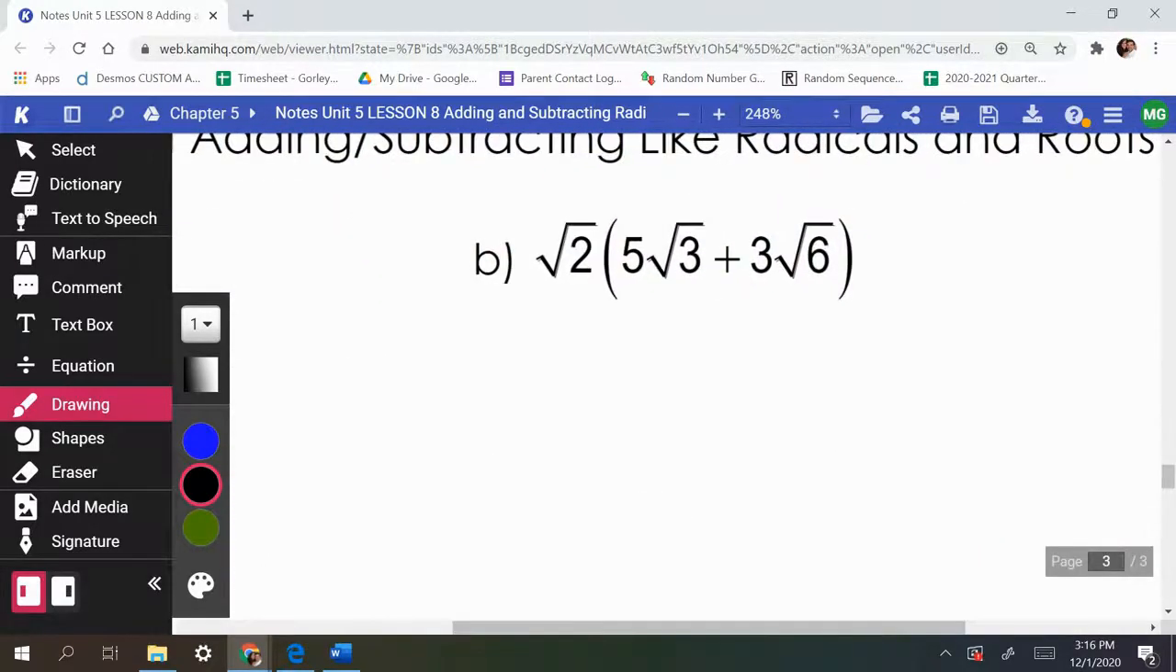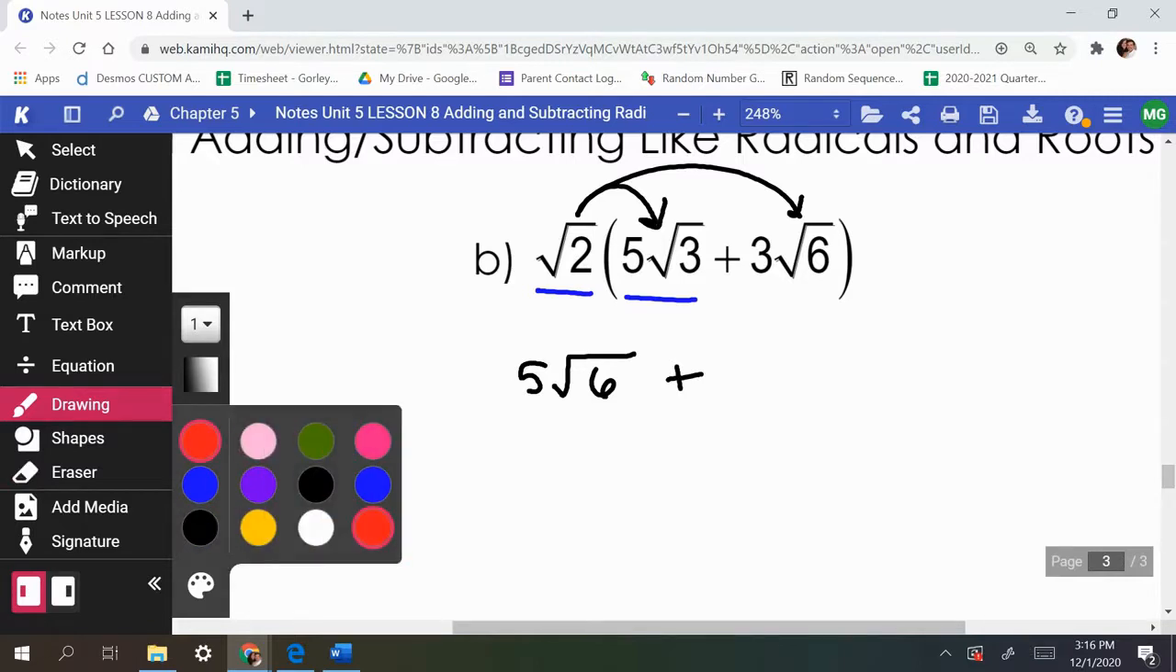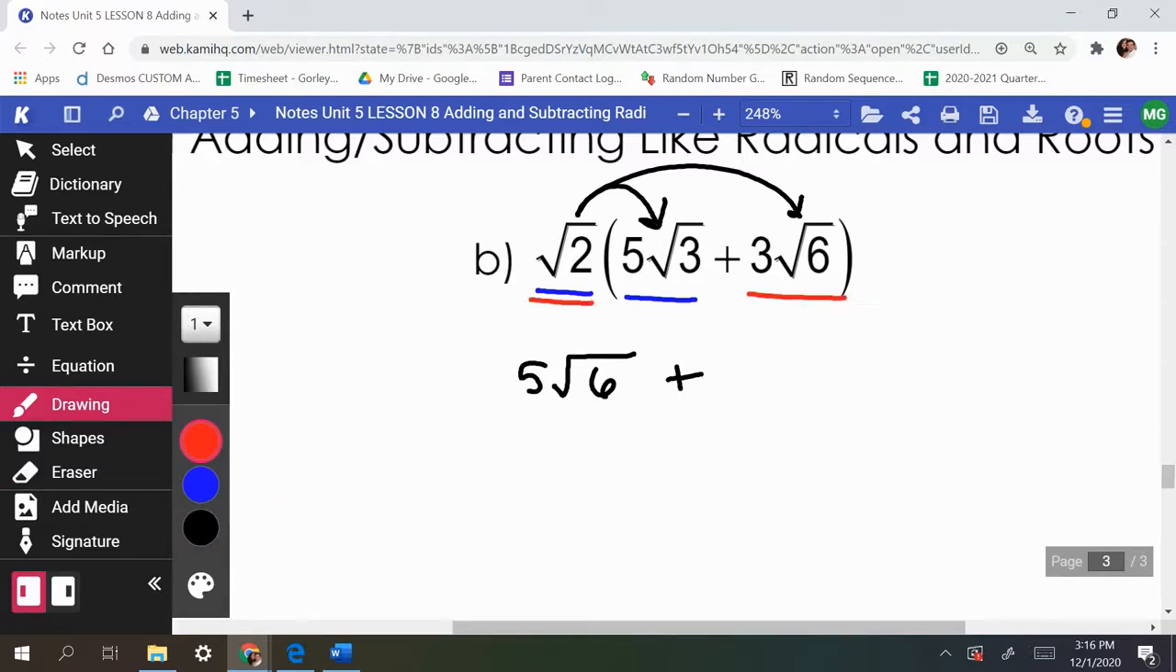This one we're not going to be foiling, but we are going to be using the distributive property. Here, when I multiply these two guys together, the 5 is outside the radical, and then the 2 and 3 are under the radical. So 2 times 3 would be 6, plus. When I multiply the second round of terms, the radical 2 by the 3 radical 6, we have a 3 outside the radical, and then the 2 and the 6 are under the radical, so we would get root 12.